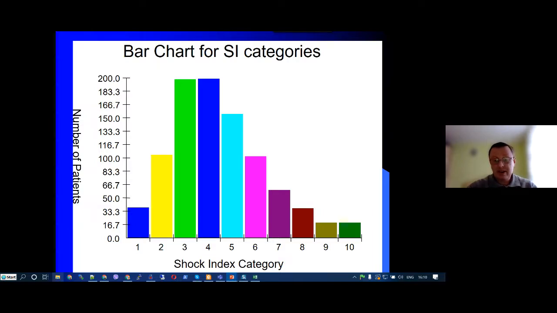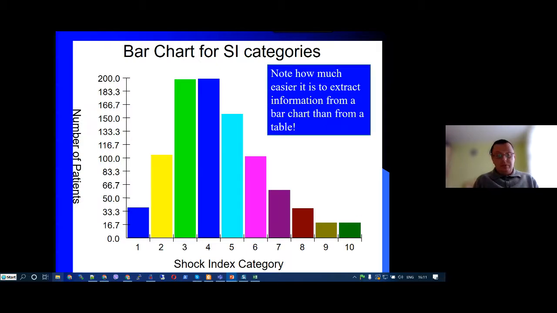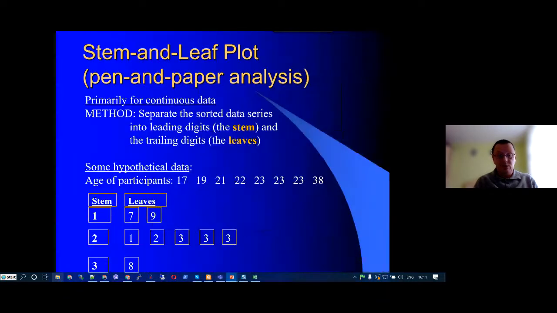We have an x-axis which is labeled with numbers, but all these categories are categorical and ordinal, because order does matter. Shock of level 10 is almost deadly, while the first level is a little bit disturbing and so on. Each bar represents the number of patients facing this level of shock.